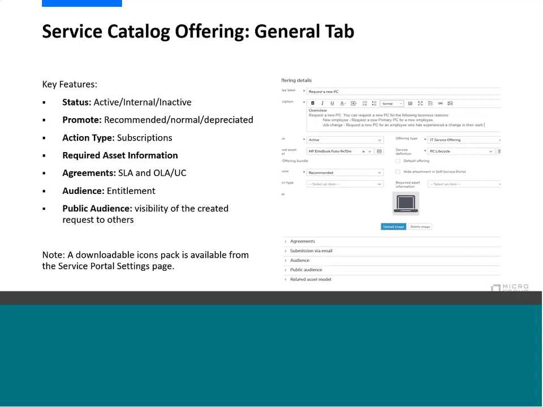One other thing to note at this point is the icons that we use on here and on the categories. They're available on a downloadable link from the Service Portal settings page. It's right at the bottom, underneath where you set the actual design of the Service Portal and the colours and categories. And there's a nice pack of different icons you can use around the system.